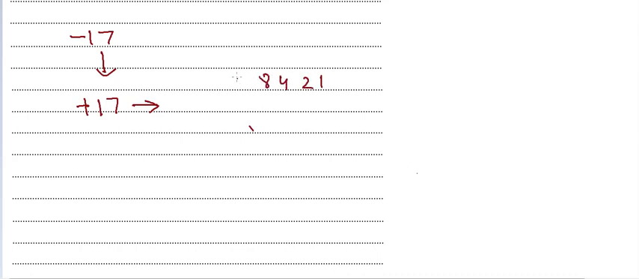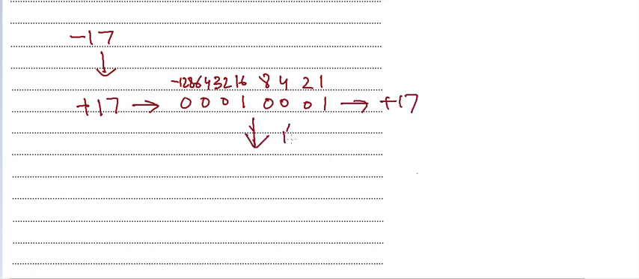1, 2, 4, 8, 16, 32, 64 and minus 128. And to write 17 we are going to use 16 plus 1 is 17, and all the other bits are going to be 0. So this is plus 17.